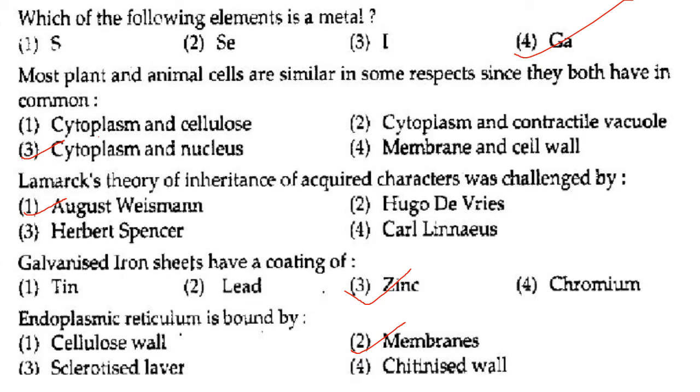Next one, galvanized iron sheets have a coating of: Option 1, tin. Option 2, lead. Option 3, zinc. Option 4, chromium. Answer is option 3, zinc.